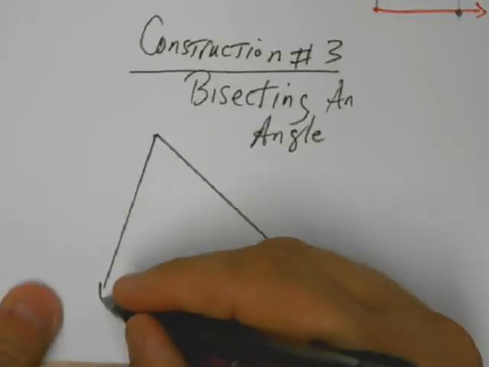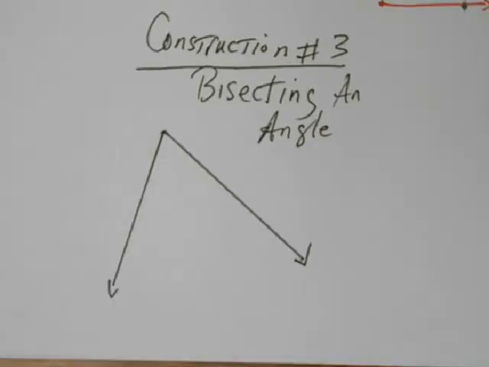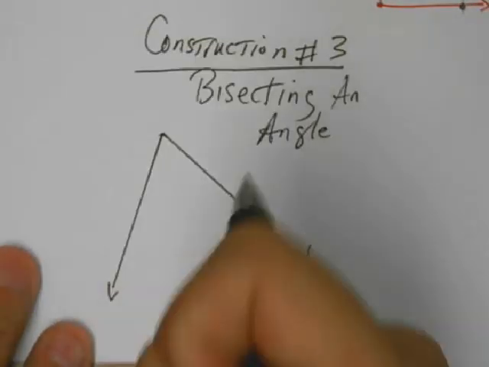So, did I make an acute or an obtuse? Look at my angle. Acute. What's the definition of an acute angle? Less than 90. How about obtuse? Greater than 90. How about a right? 90. How about a straight? 180. Okay, so we have an acute angle here.